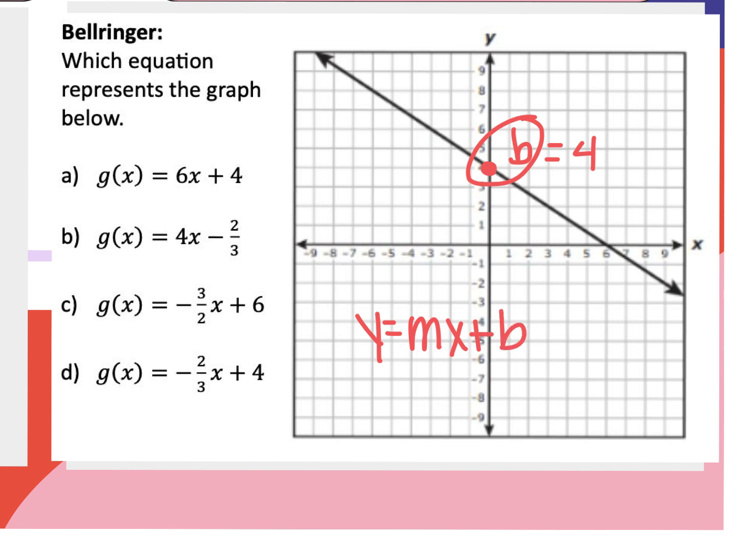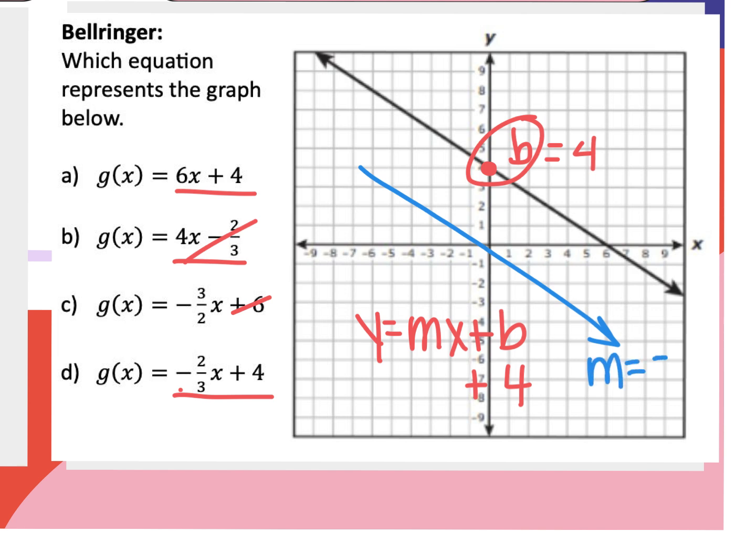So if the b is 4, I need something plus 4. This is a possibility. This is not. This is not. This is a possibility. If I look at my line, we talked about slope yesterday. Slope is either positive, increasing, or negative. This one happens to be going down, so my slope is in fact negative.